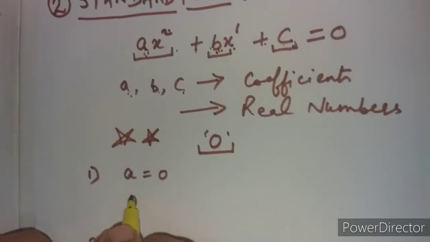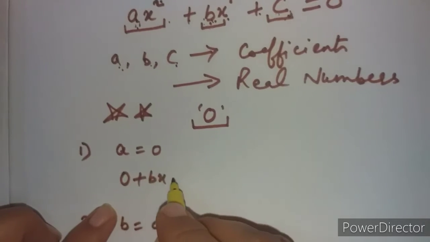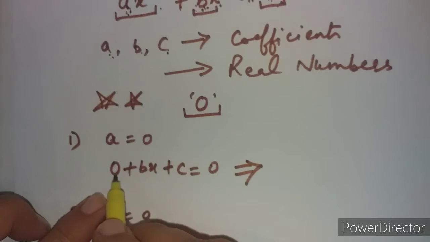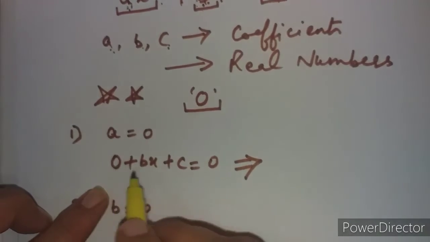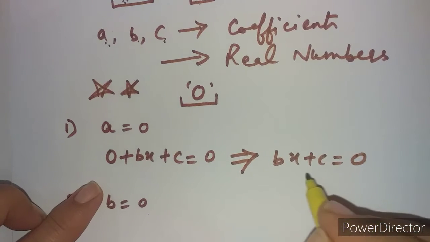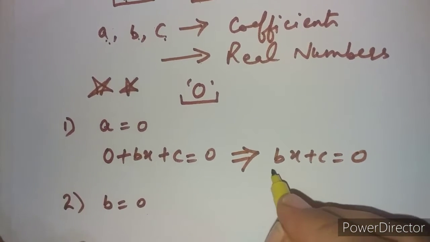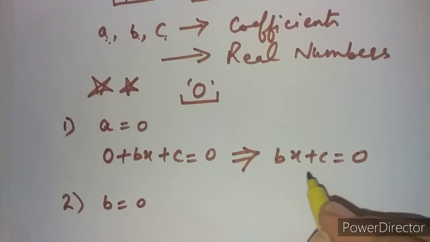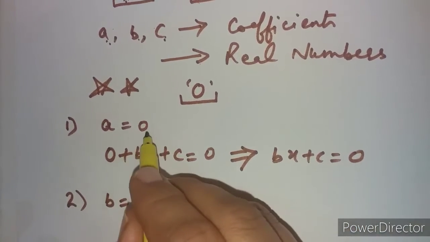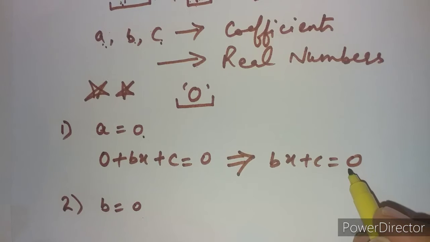So it becomes 0 plus bx plus c equal to 0. Finally, what is this equation? This 0 goes, it is 0 only. So we will write bx plus c. Now you tell me whether this equation, the final form, is it still a quadratic equation? When a was equal to 0, is it still a quadratic equation?